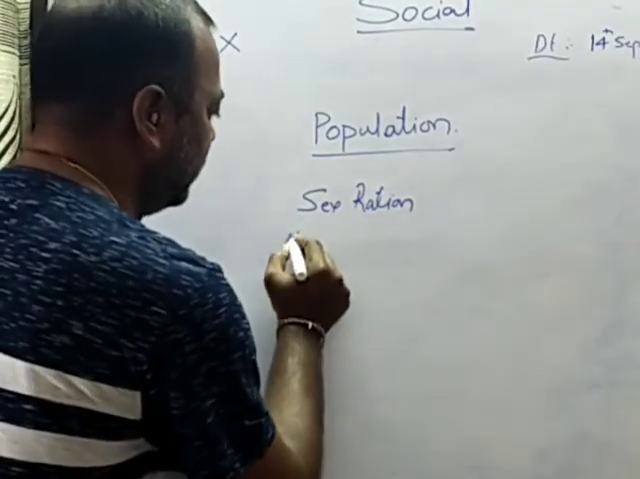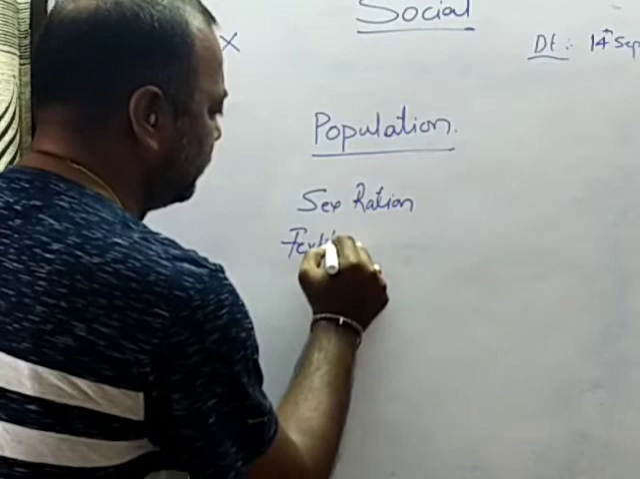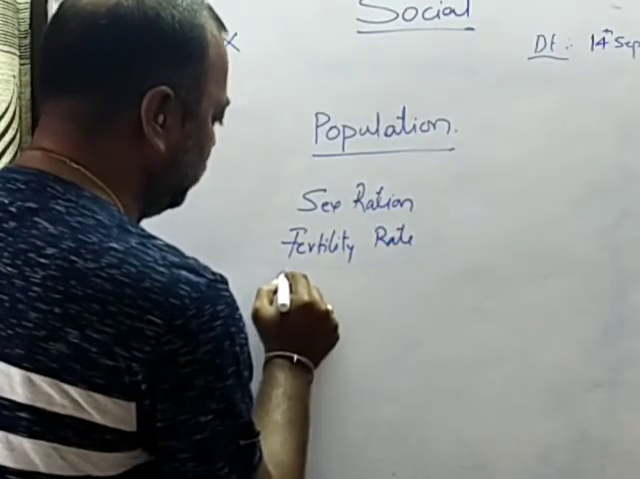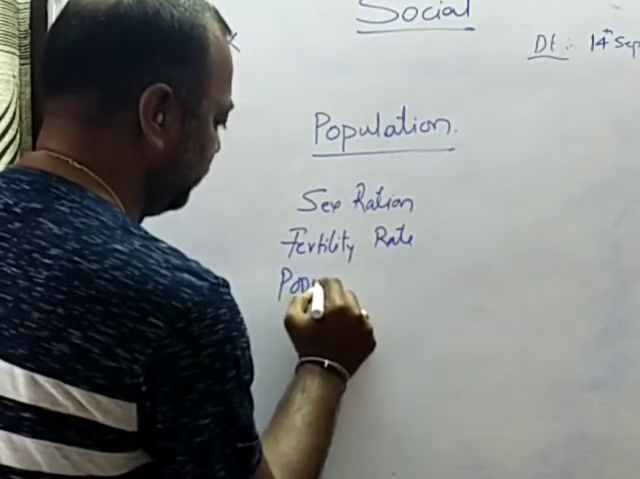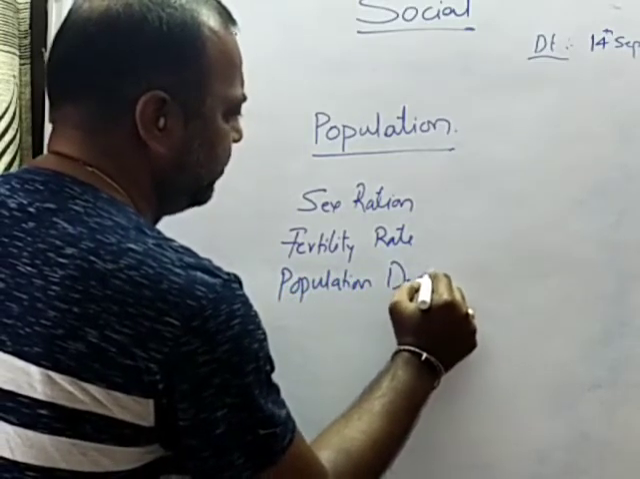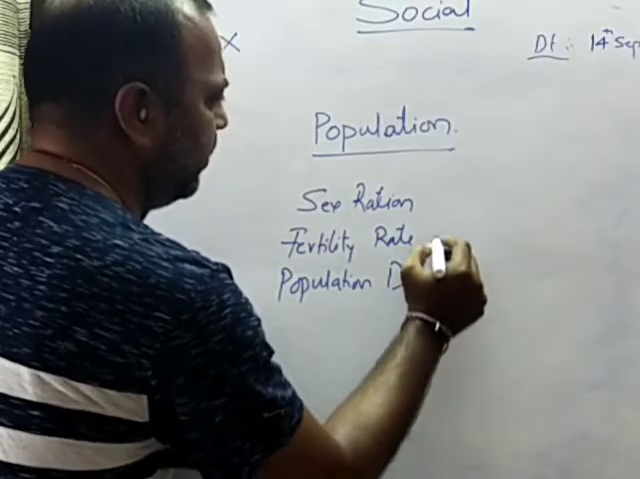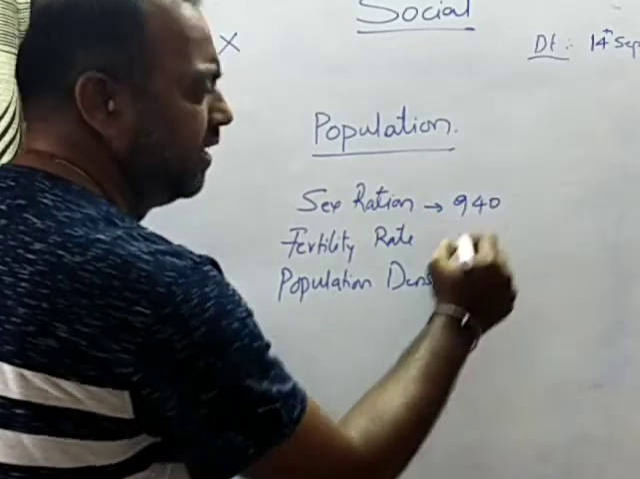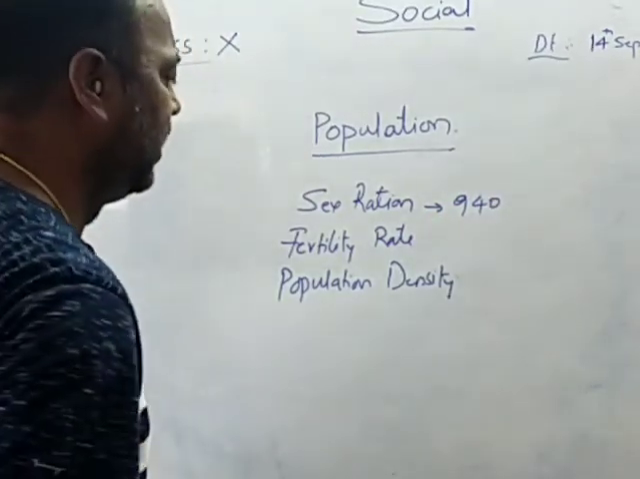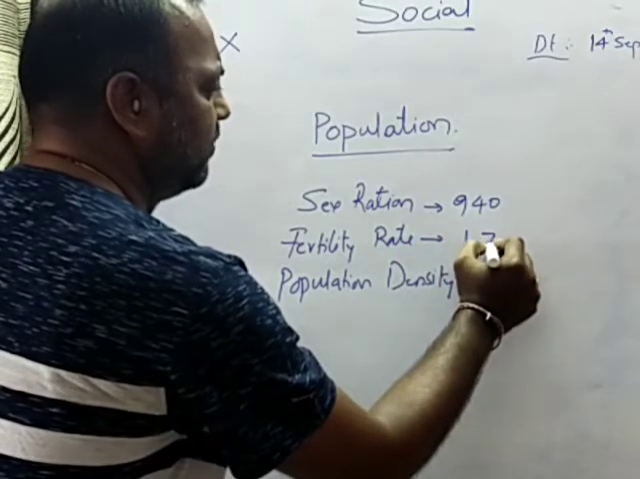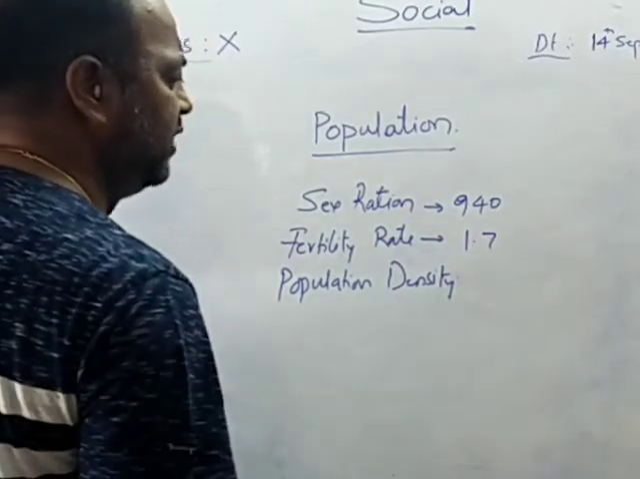And today we learnt about the fertility rate, and now population density. These are the important terms, children, please remember them. Okay. And what is the sex ratio of India, children? 940 females per every 1000 males. And coming to the fertility rate of 2011, it is only 1.7. Okay. And coming to the population density.